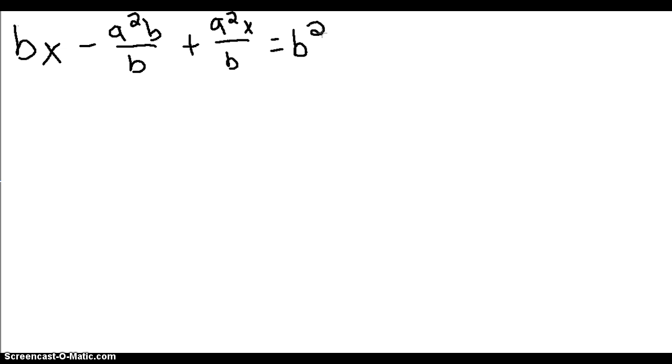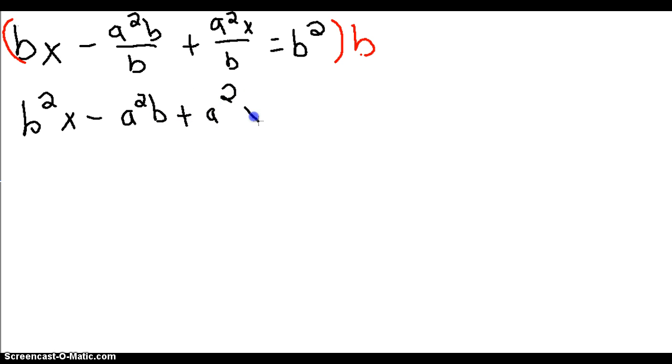Alright. Now there's many ways I can go here. But what I'm going to do is, I notice I've got an equation with fractions, so I'm going to try to clear them. And if you notice, our common denominator is b. As a matter of fact, it's our only denominator. So we're going to multiply both sides of the equation, which means we multiply basically everything in the equation by b. Which means we're going to get b squared x minus, the b's will cancel. The b will cancel off the denominator, so this is going to be a squared b plus, the b will cancel off this one, so it's going to be a squared x. That's going to equal, and then b squared times b is going to be b to the third.